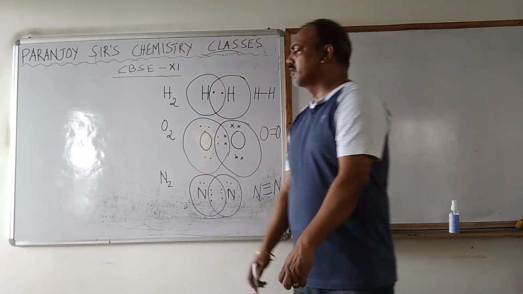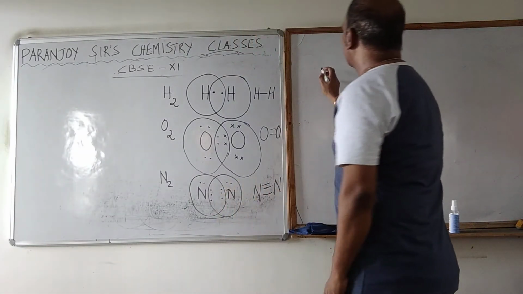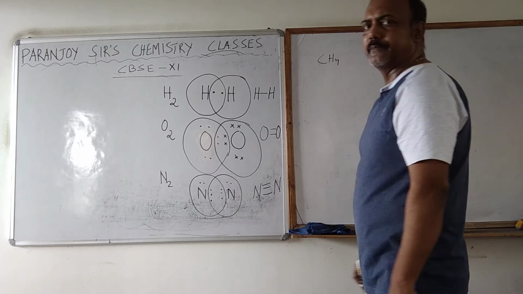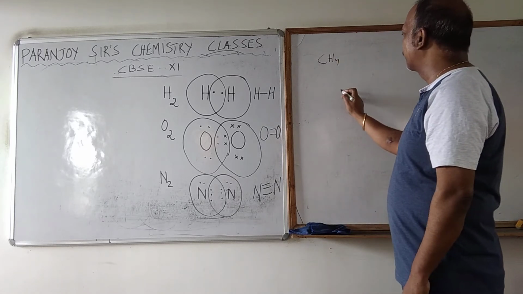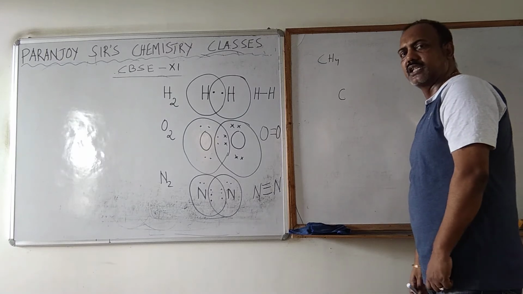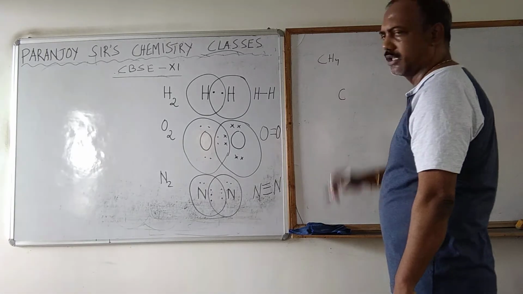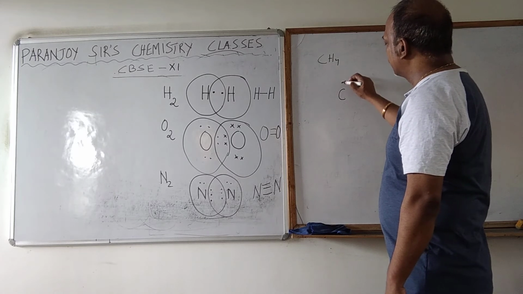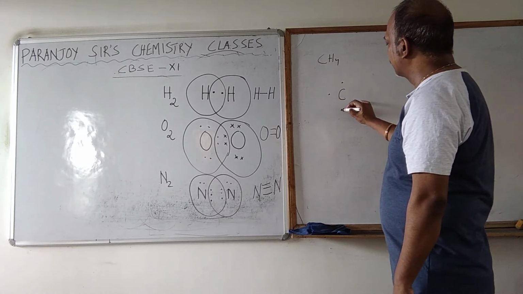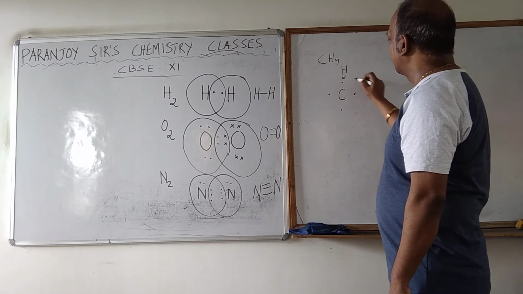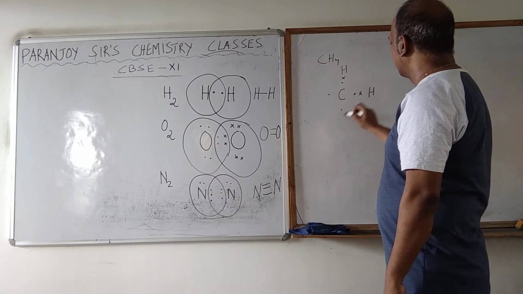Just like that, we can draw some more. Okay, for example, suppose I draw CH4. Carbon is the central atom. The Lewis dot structure of CH4 simply. Carbon has got 4 electrons in its valence shell. Hydrogen has got 1 electron each. There are 4 hydrogens, 1 electron each.